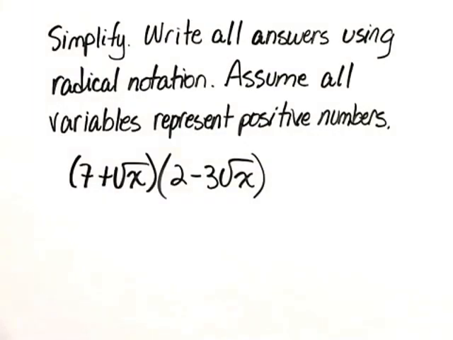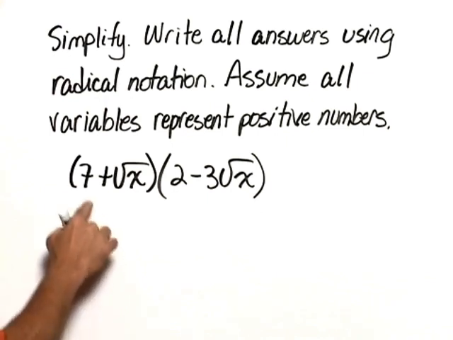Simplify. Write all answers using radical notation. Assume all variables represent positive numbers. The binomial 7 plus the square root of x times the binomial 2 minus 3 square roots of x. Since we're multiplying two binomials, you can use either the distributive property or the method of FOIL.